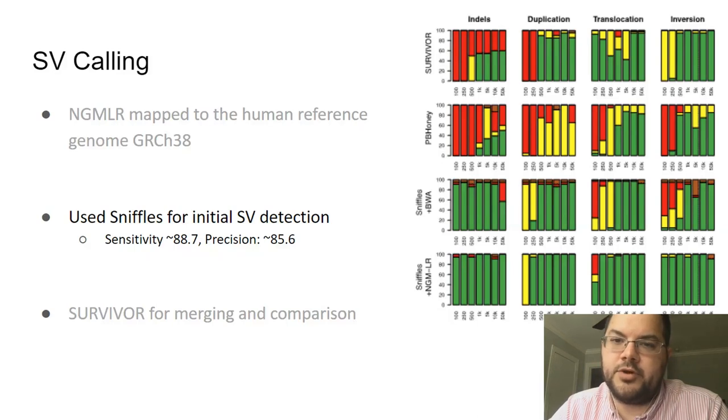We compared it to short reads, which is the first row labeled Survivor, where you can see that we are lacking lots of insertion calls on the top, on the left side, and also some characterization of small events.